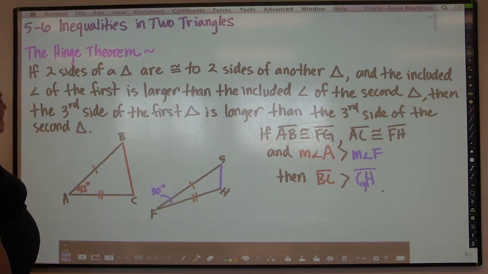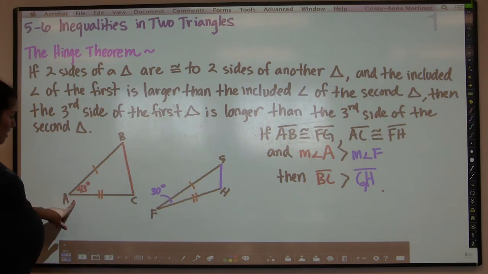So it says if two sides of a triangle are congruent to two sides of another triangle, and the included angle of the first is larger than the included angle of the second, then the third side of the first triangle is longer than the third side of the second triangle. So see, it sounds very wordy, very confusing. But let's just go back real quick. We have examples here. Two sides of a triangle are congruent.